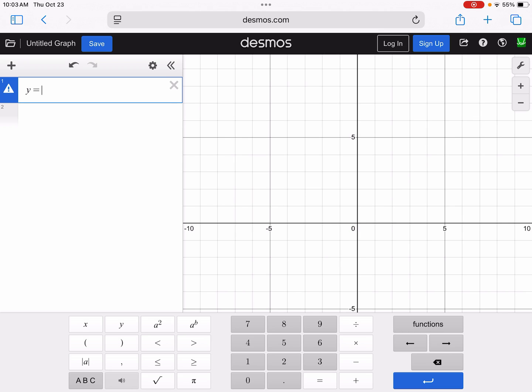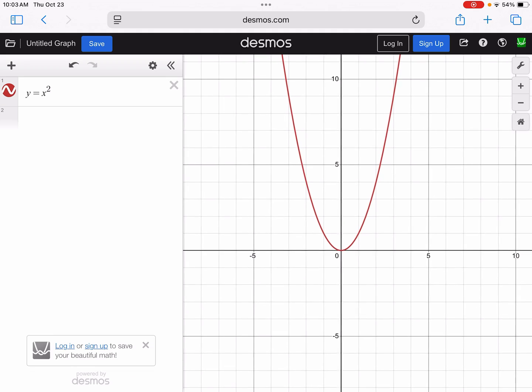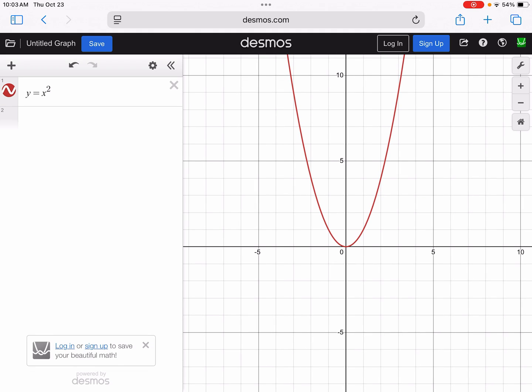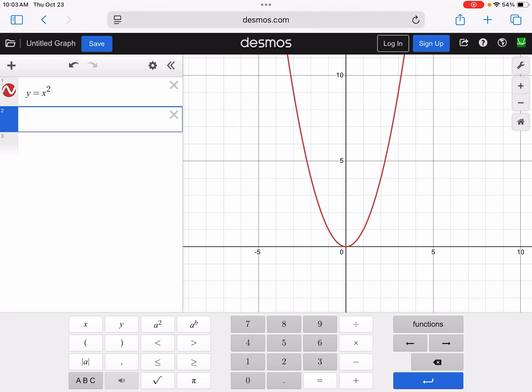So we have y equals x square. So this is a square function. The shape of the graph is a parabola. Okay. Now this is our basic function.